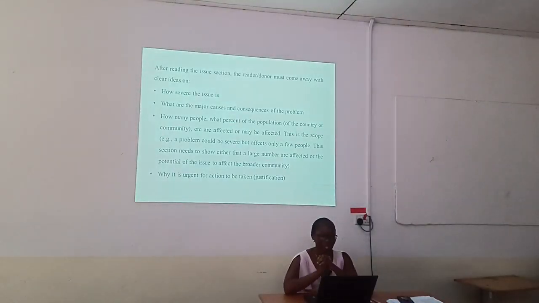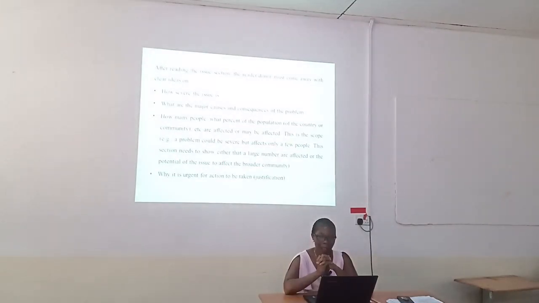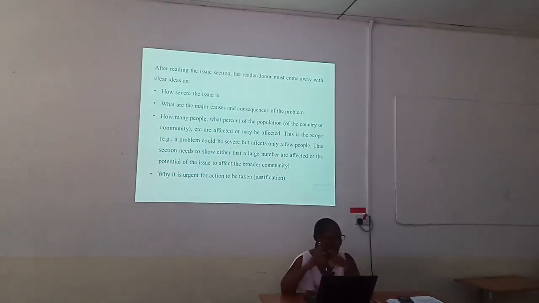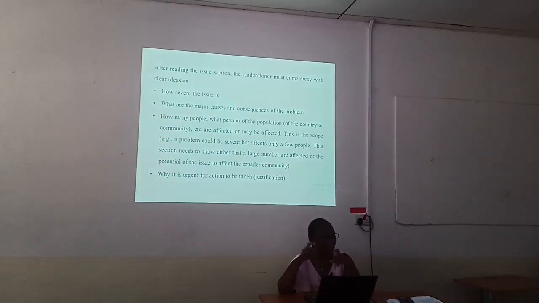After reading the issue section, the reader must come away with clear ideas on how severe the issue is during the situation analysis. It means the donor will be clear on how severe the issue is. What are the major causes and consequences of the problem? When you want to deal with a problem, you need to deal with the root cause. So if you have a problem, the first thing you need to find is the root cause of that problem. If you want to end early marriages, maybe in a certain community you have a lot of early marriages. You need to find the reason why and deal with the why issue, the root cause of the problem.